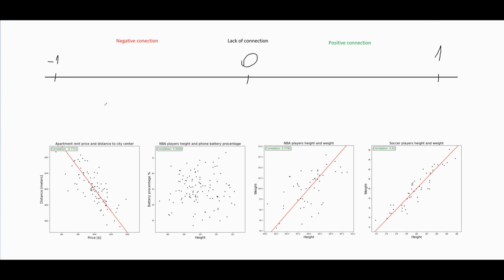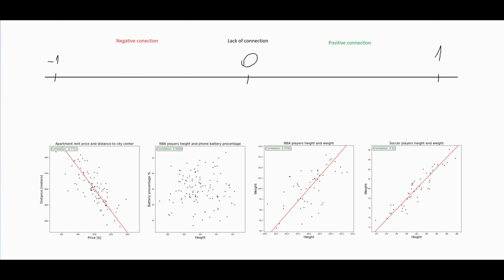So just to give you a basic idea of what correlation measures, it tells us the value between -1 and 1. That describes the connection between data. So for example, we have NBA players' height and weight. Okay, so every dot is a player. This is Michael Jordan, maybe. Here he's 198 centimeters and 96 kilo. Every dot is a different player.